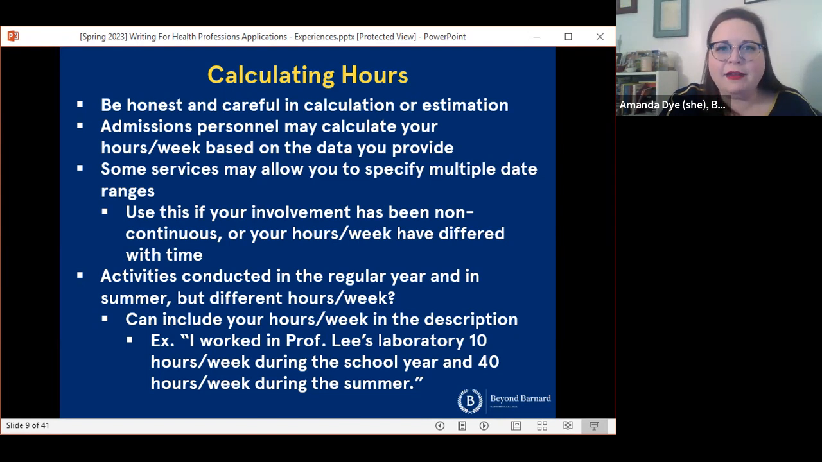If you had an experience where you have a continuous number of hours and you want to put all of them together, you can also include a little bit about hours per week in the description. So if you wanted to say, I worked for a solid 12 months in this lab, but I was working part-time during the academic year and full-time during the summers, that's something that you can clarify as well.